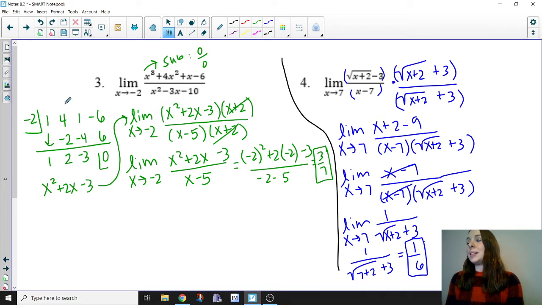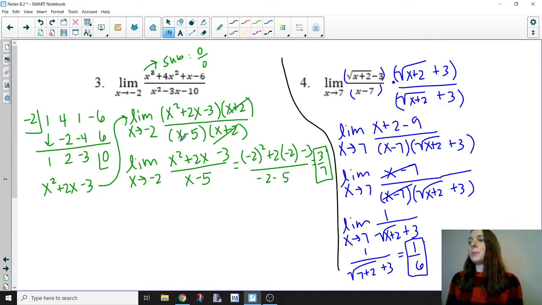And so I did one of my favorite things over here. It's not actually one of my favorite things, but I did it because I knew I had to. I did synthetic division of x cubed plus 4x squared plus x minus 6 by x plus 2. You can see my work for that over here, to find that the other factor that I needed in my numerator was x squared plus 2x minus 3.